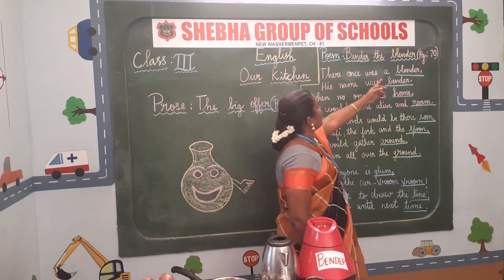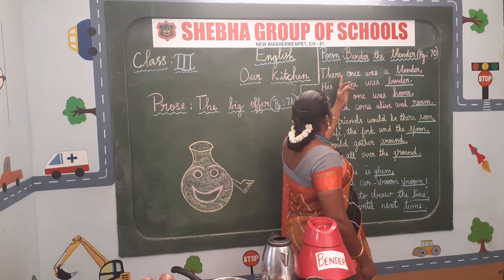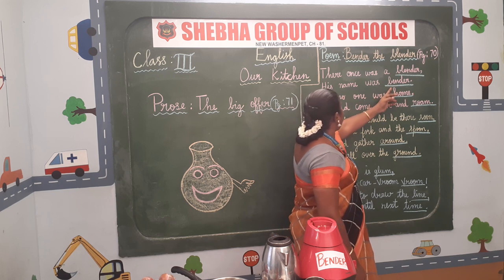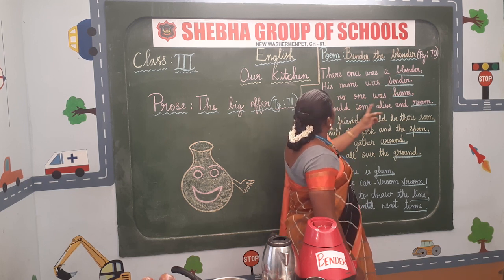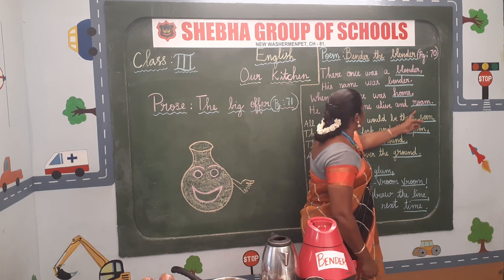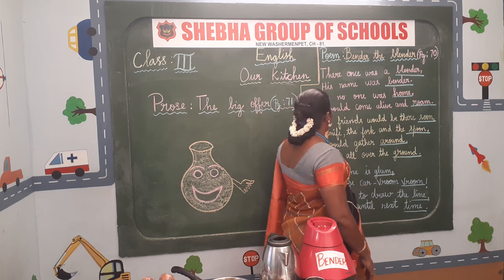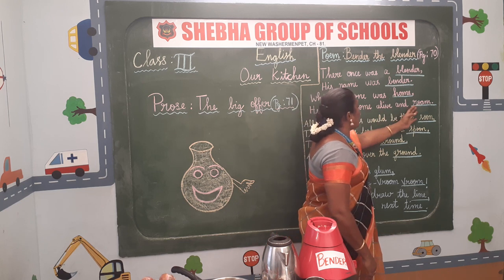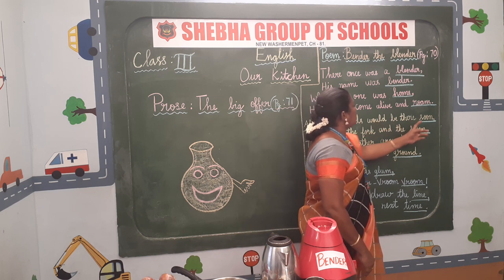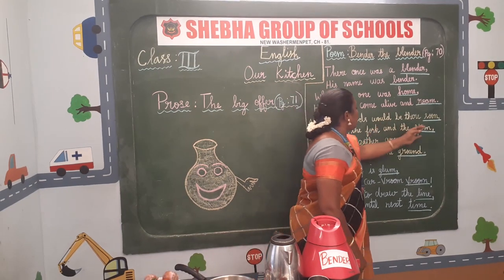There once was a blender, his name was Bender. When no one was home, he would come alive and roam. All his friends would be there soon.